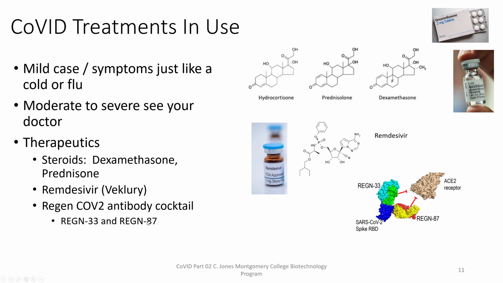So there were at least 87 attempts at making antibodies. These were the 2 that worked. And these 2 antibodies bind to, you guessed it, the spike protein on COVID, right? Regen33, Regen87 bind to the spike protein on COVID. So the spike protein is now covered up and it can no longer bind to the ACE2 receptor. Then that means that COVID can no longer infect the cells if these antibodies are binding it.